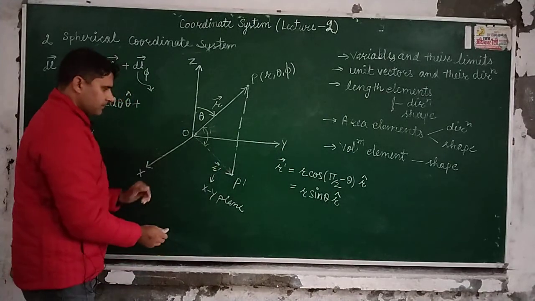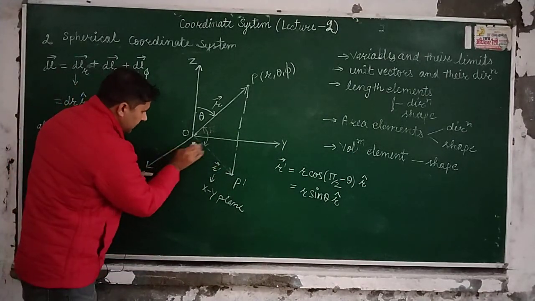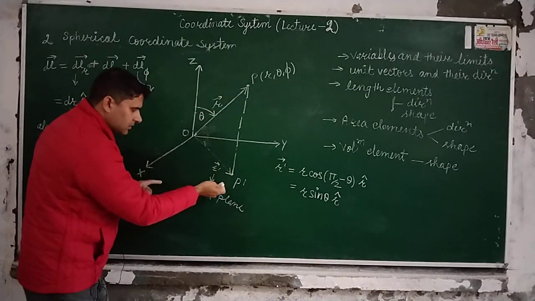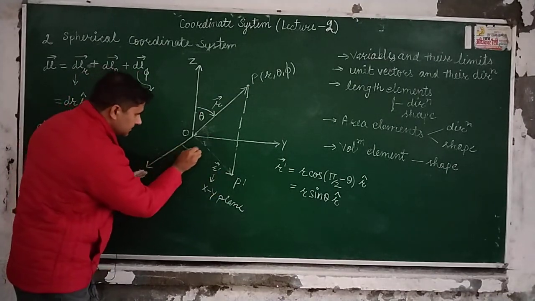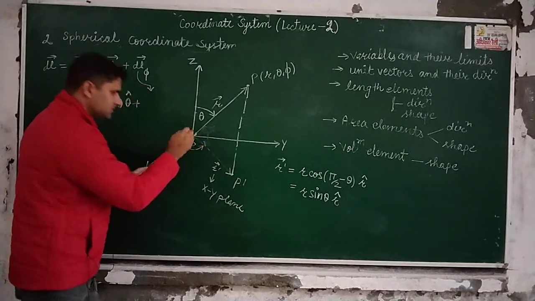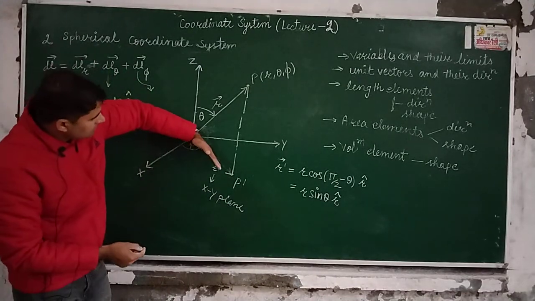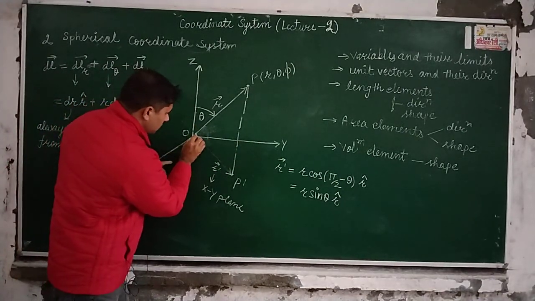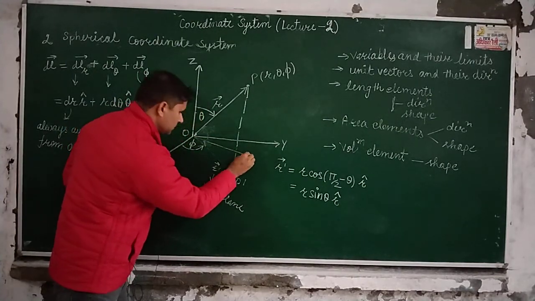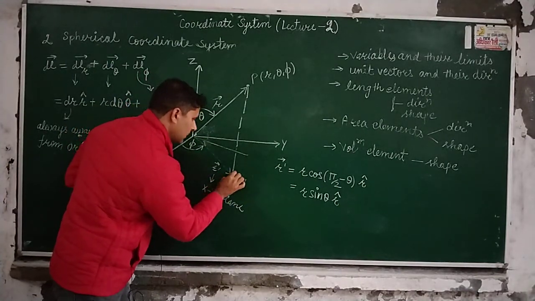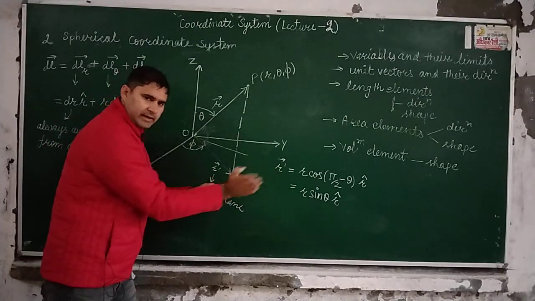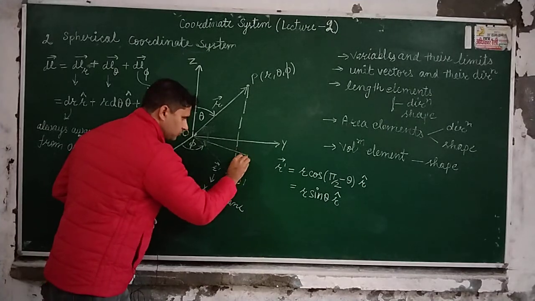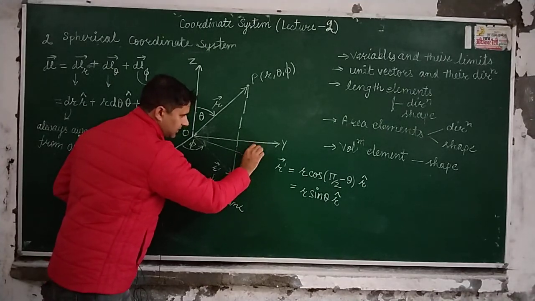Okay, now let the angle made by the projection of r in the xy plane be phi. This angle is phi. What will happen if we rotate this in the xy plane? Let me rotate it, and this point moves along this direction, from p dash to p double dash. We have come here at p double dash.